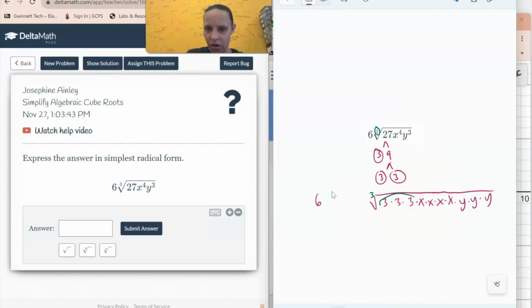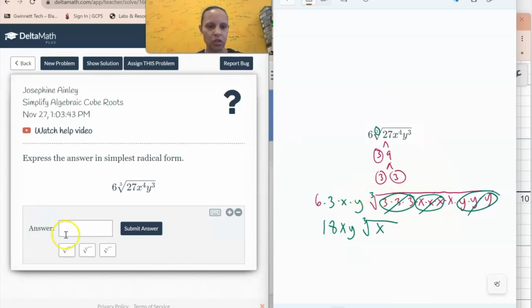So 3 cards make 1 book, for each group of 3. Nothing else I can take out, right? So let's combine the outside. 6 times 3 is 18. I only have 1 x. I only have 1 y. And then cube root of what's left inside, just 1 x.